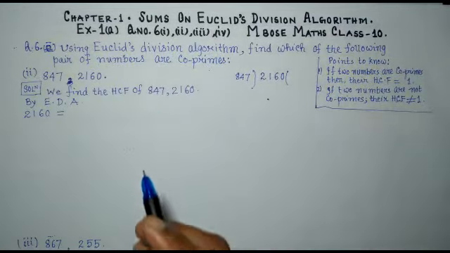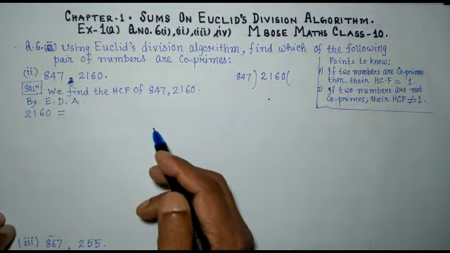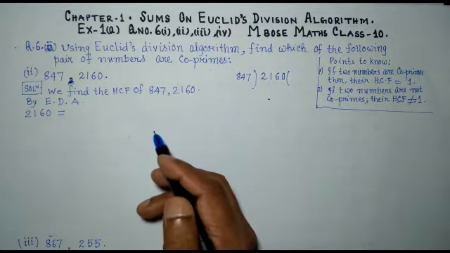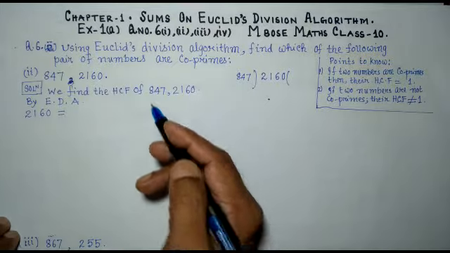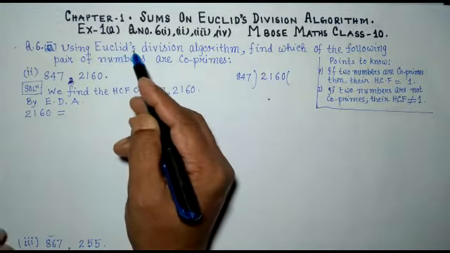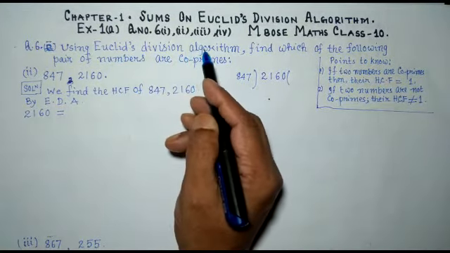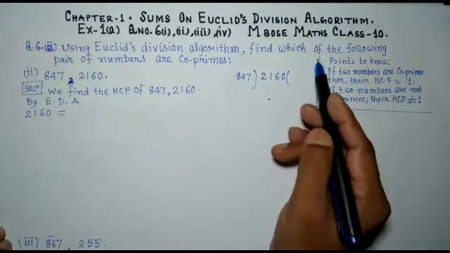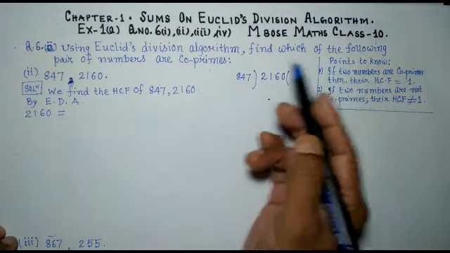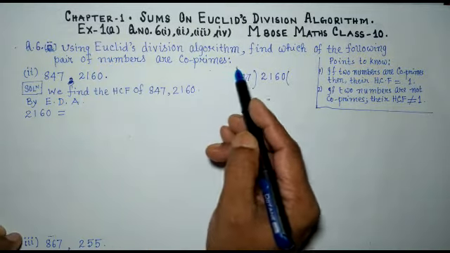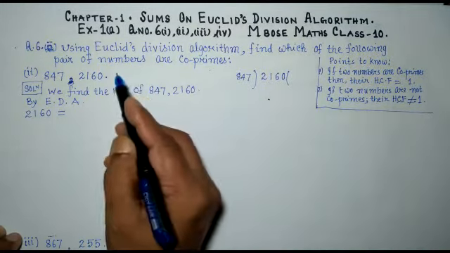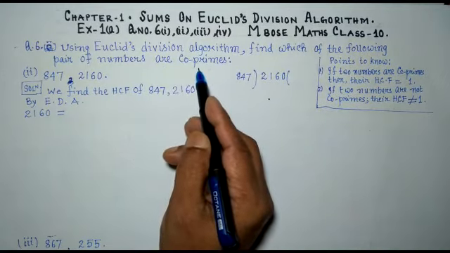Hello my dear students. Today again we will learn chapter 1 real numbers, sums on Euclid's division algorithm, exercise 1a, question number 6, embossed mathematics book class 10. Look at question number 6. Using Euclid's division algorithm, find which of the following pairs of numbers are co-primes.